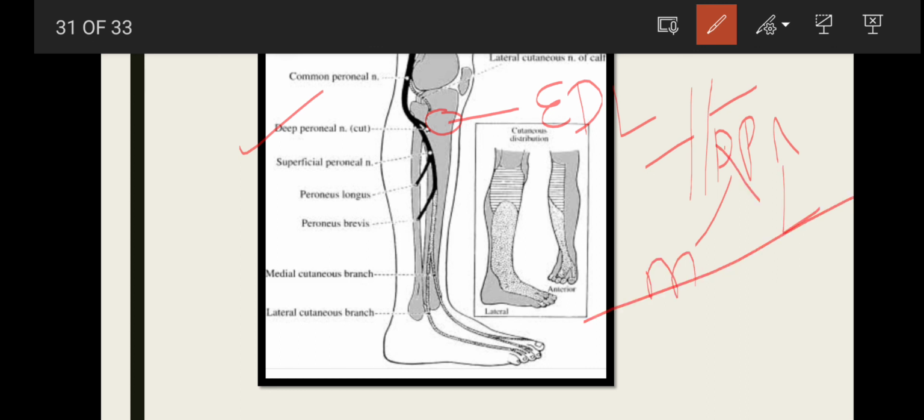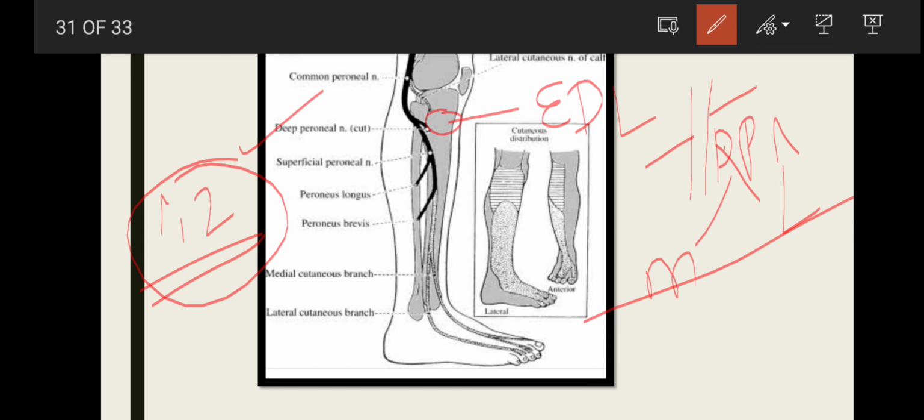Now you have to learn the branches. The deep peroneal nerve has muscular branches which supply the muscles of the anterior compartment, that is tibialis anterior, extensor digitorum longus, extensor hallucis longus and peroneus tertius, and also a branch to the extensor digitorum brevis muscle, which is present on the dorsum of the foot. There is also a cutaneous branch which mainly supplies the first and second toes. There are also articular branches which go to the joints.